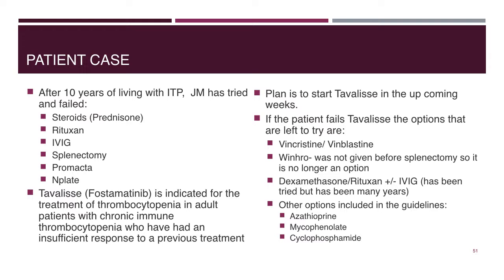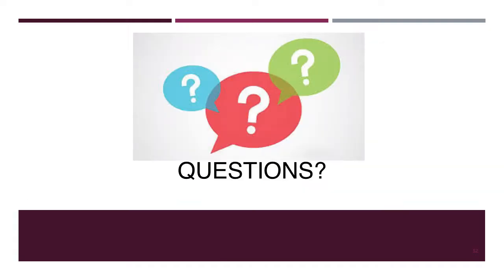But the patient could try combination therapy with dexamethasone, Rituxan, plus or minus IVIG. All of these agents have been tried for him individually in the past, but not together, and also it's been many years since they've been tried. Other options included in the guidelines are azathioprine, mycophenolate, as well as cyclophosphamide, and these could be tried in this patient.